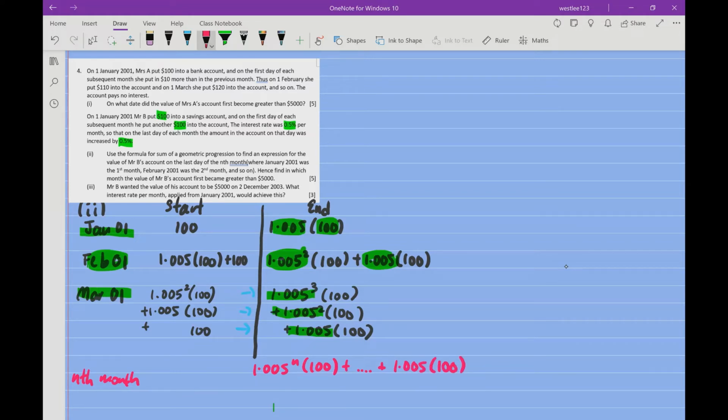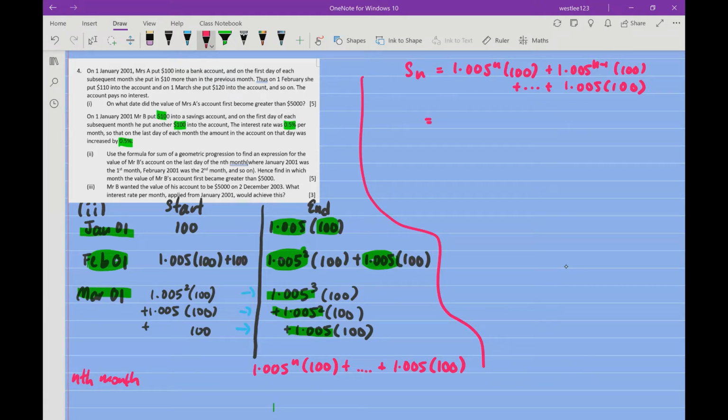Okay, so Sn is actually 1.005^n times 100 plus 1.005^(n-1) times 100 plus dot dot dot plus 1.005 times 100. This is a sum of GP because from term to term, they differ by a common ratio, 1.005. So what I will do is simplify by factorizing out 100, and then I will rearrange in ascending order.